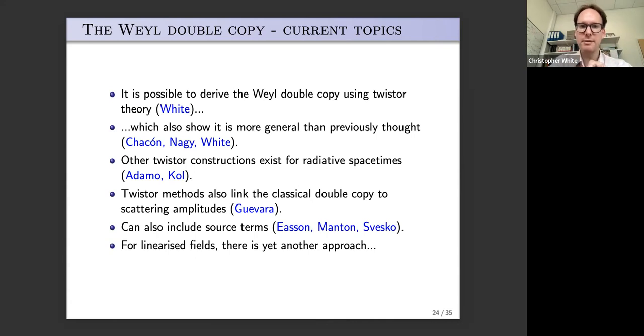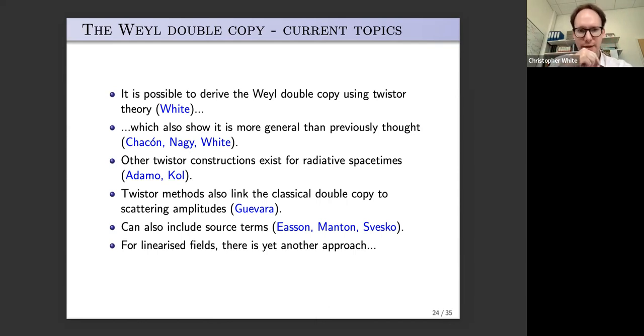The other thing about these twistor methods is that they show that the Weyl double copy is actually more general than previously thought. And other twistor constructions exist for radiative spacetimes. Various people that know about twistor theory are now starting to get involved in this, and some of those methods can tell us interesting things about the double copy. I have not explained those twistor methods in detail in this talk, because it's a rather specialist subject that takes quite a lot of time to explain. But for anyone that knows about those methods, I encourage them to get in touch and say, could they be doing anything in this area?